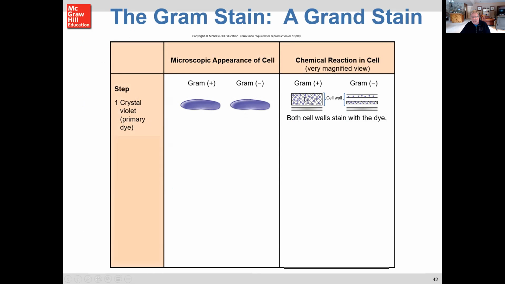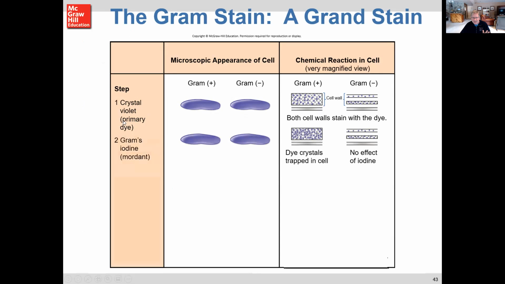They're both purple. In other words, the crystal violet gets caught up in the gram-positive and the gram-negative cell walls, as illustrated by these little purple dots. It gets trapped in what's called the peptidoglycan layer of these walls. We'll be talking about this more in an upcoming chapter.